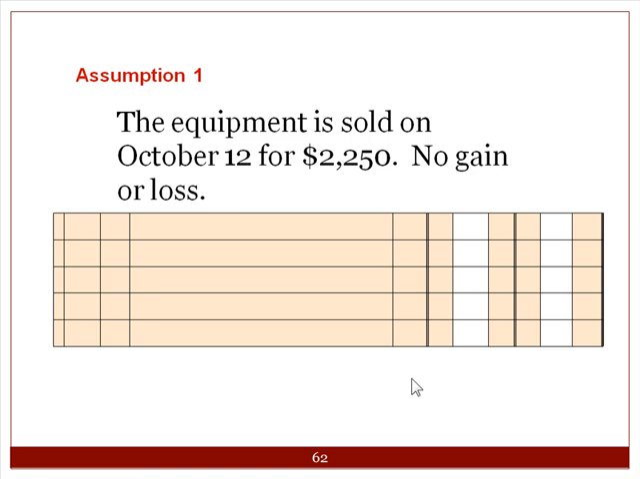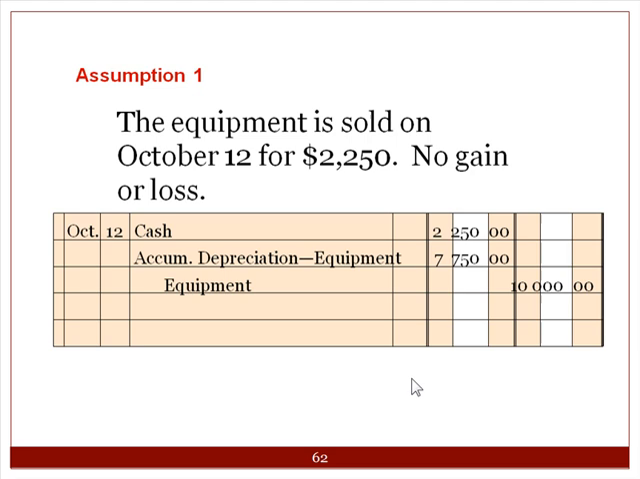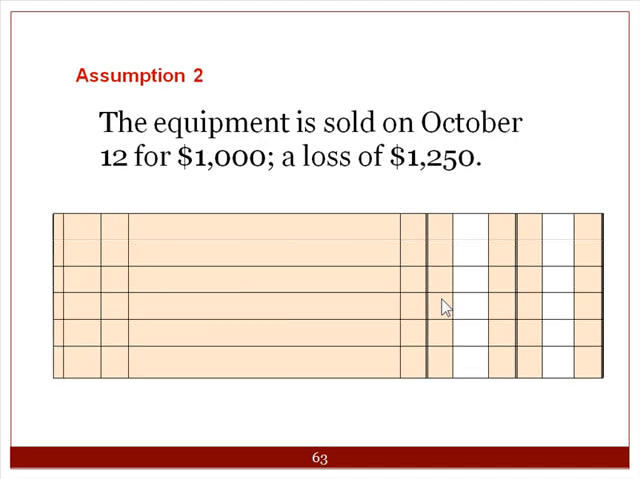Then you're going to sell it for $2,250. So there was no gain or loss. You're going to get cash, take the accumulated depreciation off the book. So here's your net book value. The difference between these two is the $2,250, and there's the cash. So this is an example where you sold equipment at book value.